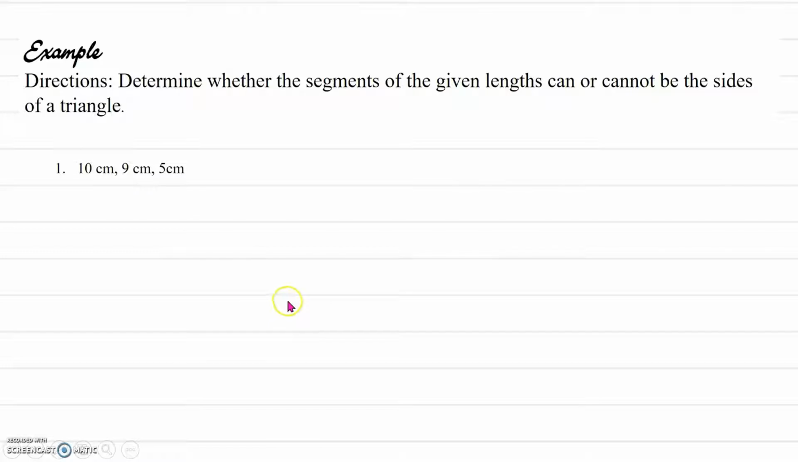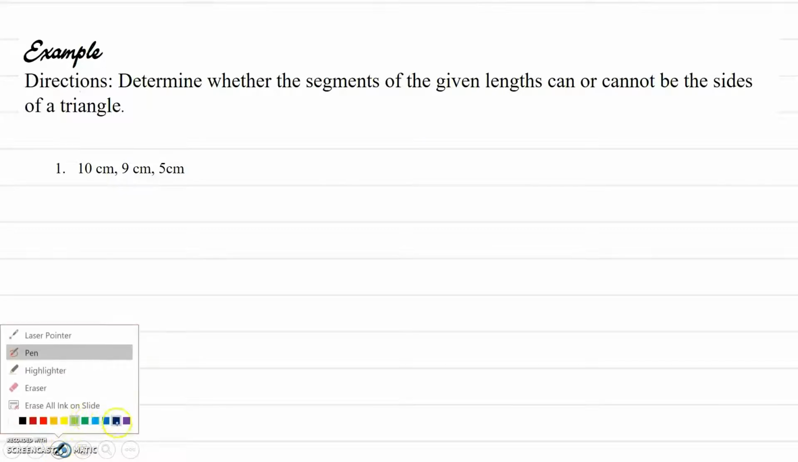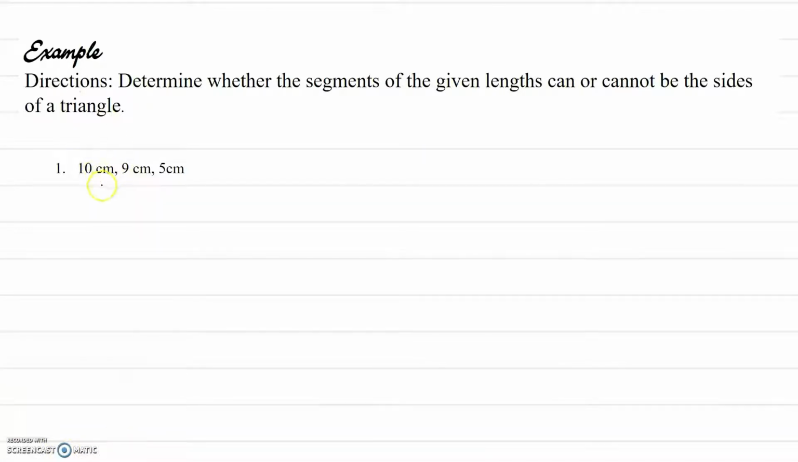Let's have an example. Let's determine whether the segments of the given lengths can or cannot be sides of a triangle. Applying the triangle inequality theorem, let's see if 10 centimeters, 9 centimeters, and 5 centimeters can be sides of a triangle. Okay, so first, let's have the sides 10 and 9 centimeters.